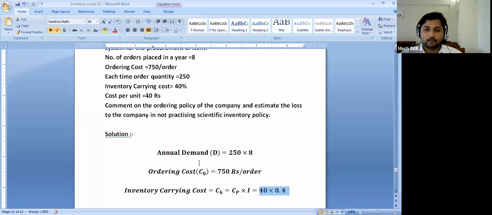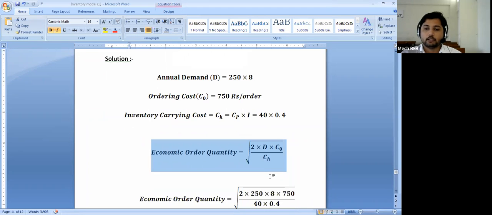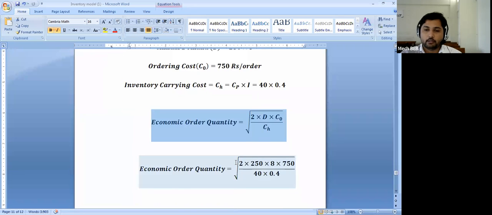Now, once you get this data, you will be able to calculate the economic order quantity or Q star. So the economic order quantity formula is under root of 2 multiplied by D multiplied by C naught, whole divided by CH. Then you have to put the given data in this formula and you can calculate the answer.